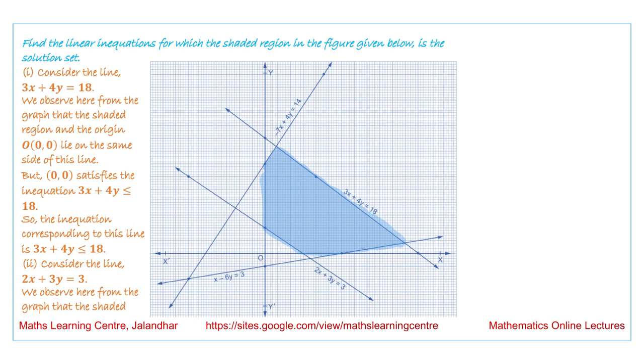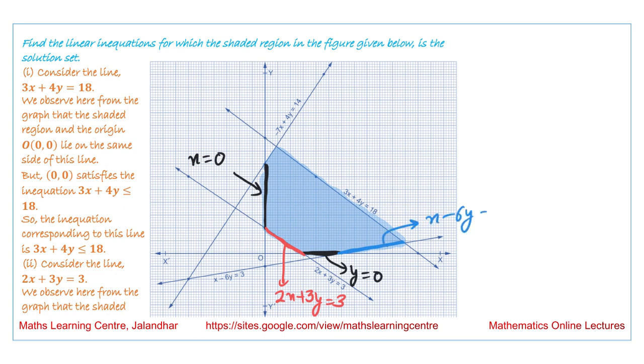So if we look at the different boundaries over here, suppose I am talking about this part, clearly this is the equation y is equal to 0. If I talk about this portion of the boundary, this corresponds to x is equal to 0. This line corresponds to 2x plus 3y is equal to 3. This portion corresponds to the equation x minus 6y is equal to 3. This portion corresponds to minus 7x plus 4y is equal to 14.